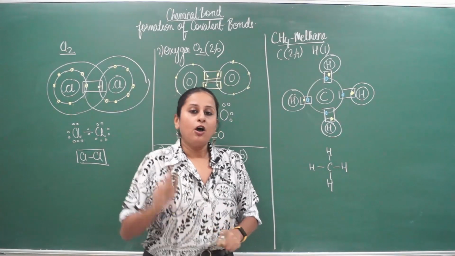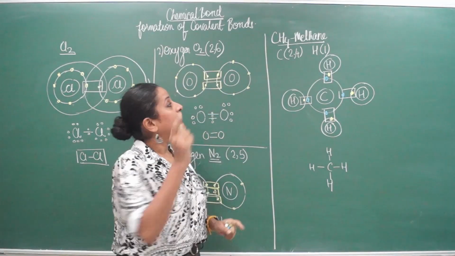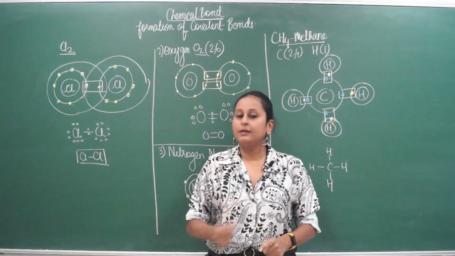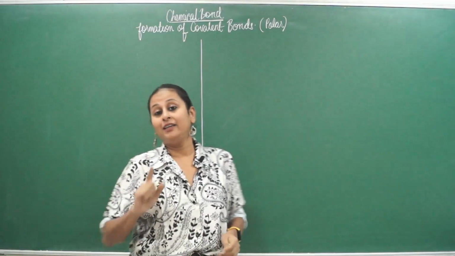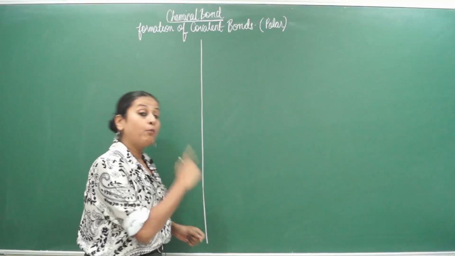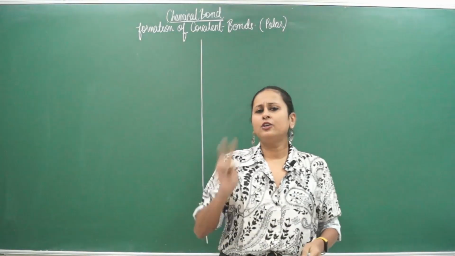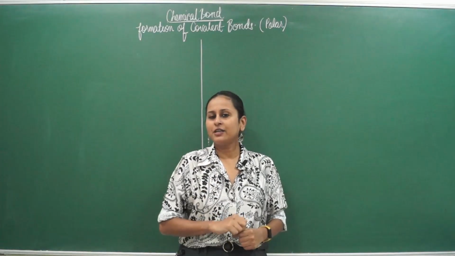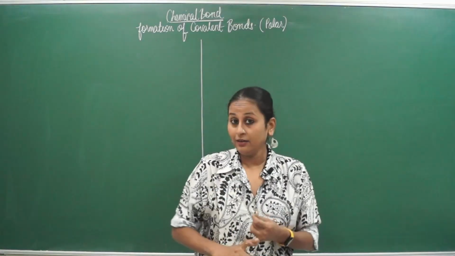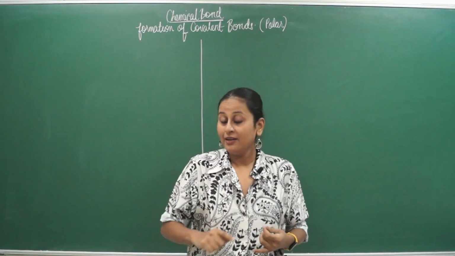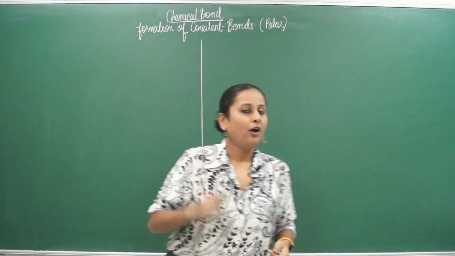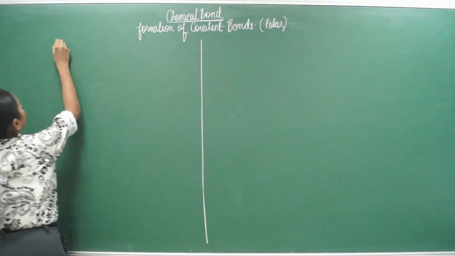Is that clear? Alright, now we will move on to the polar covalent bonds, the polar covalent compounds. Now let us look at the structure or the molecule of polar covalent compounds. The 2 main polar covalent compounds that we are going to be studying are water and ammonia. It is very important to understand their structures. Alright, so let us start with water.